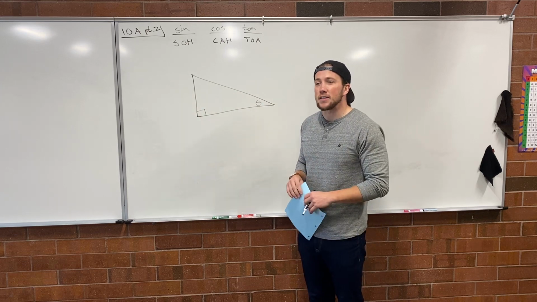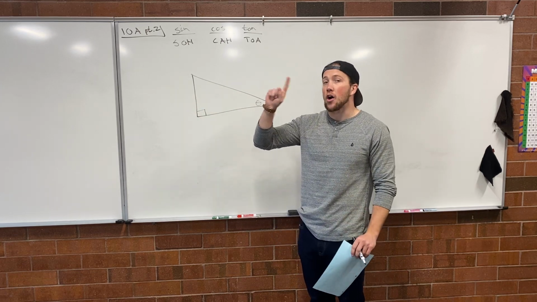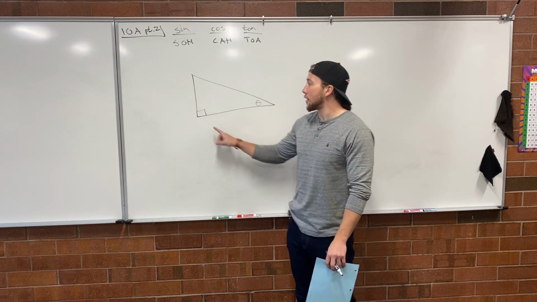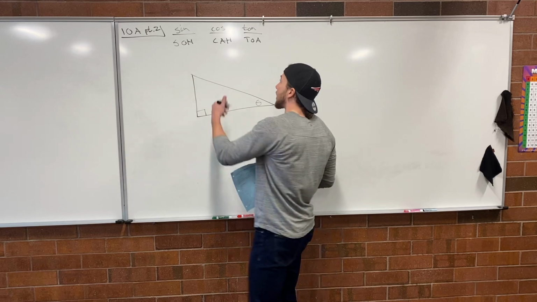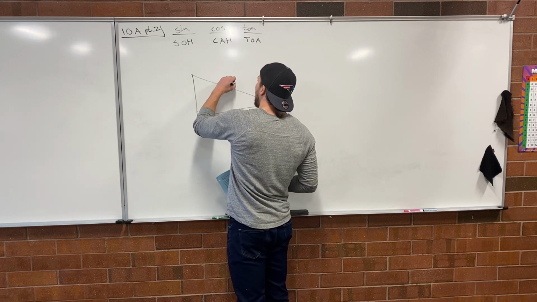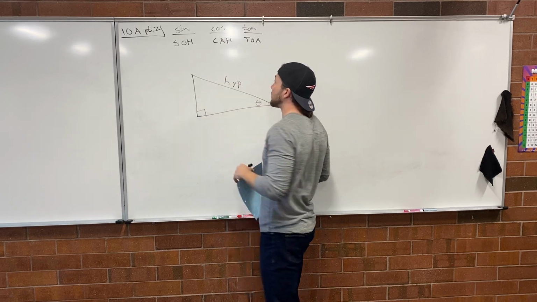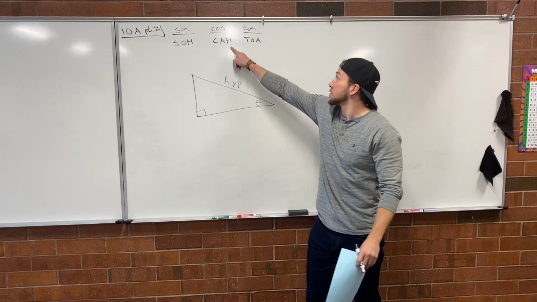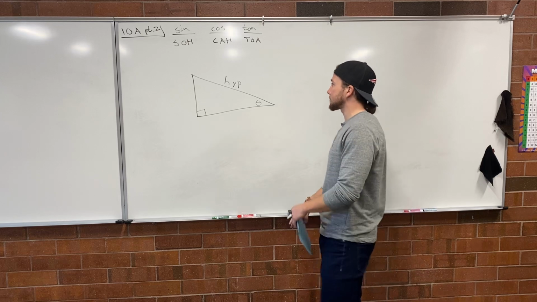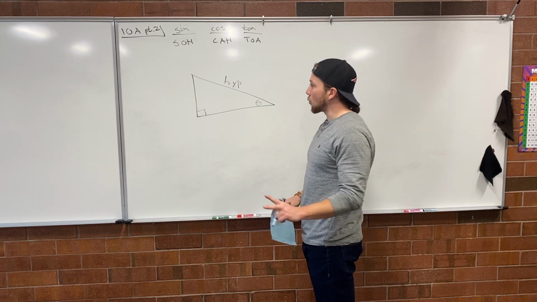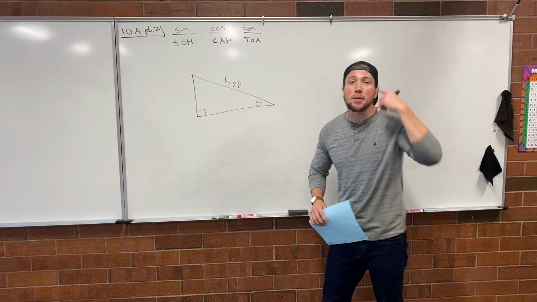We want to think of these as either hypotenuse, which we should already know, so we'll start there. The hypotenuse is always across from the right angle. So it's across from here, which means this is our hypotenuse. This will be HYP, okay? Notice that two of these trig ratios have an H in them, so let's keep that in mind.